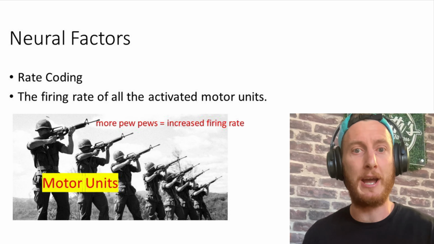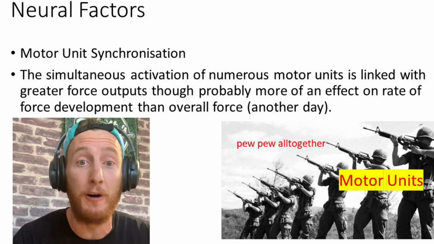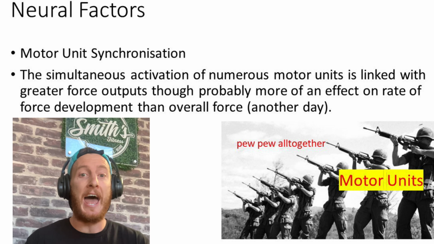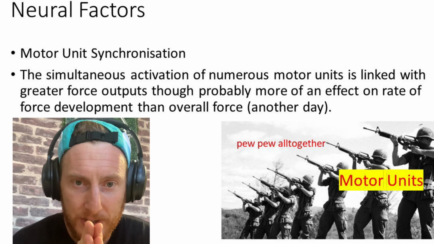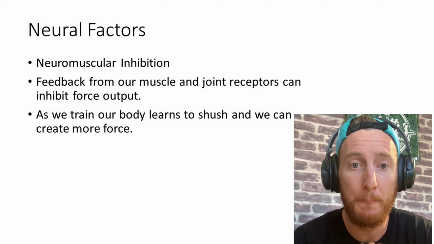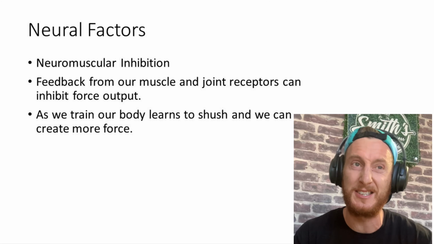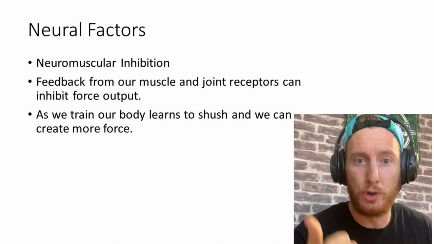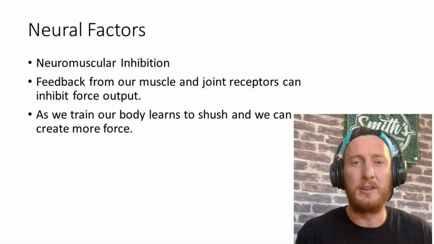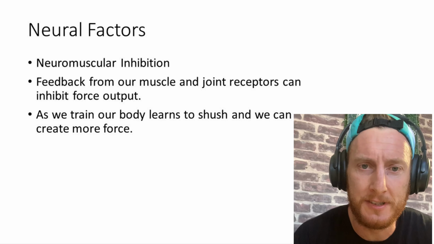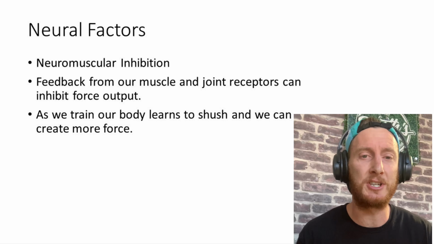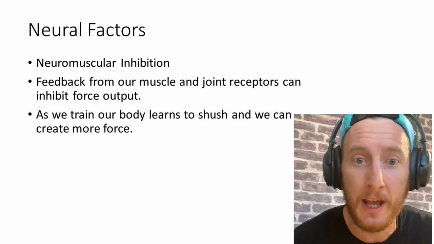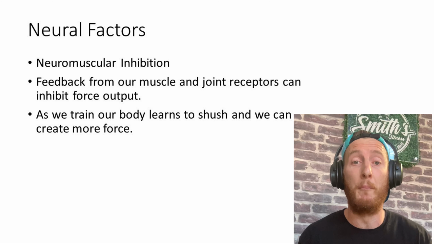Another aspect is motor unit synchronization, and this is the simultaneous innervation of numerous motor units. And lastly, an important one is neuromuscular inhibition. So when we move, basically all the time, we get feedback from our joints and our muscles, and it sort of works to protect us. But when we train, we actually down-regulate that feedback, and it allows us to create more force.